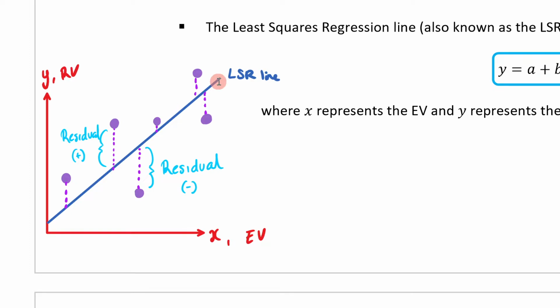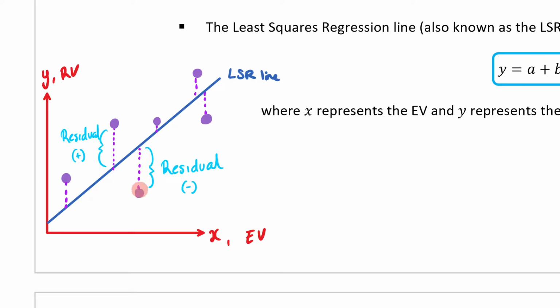Now, at the moment, if you were to add up all the residuals, because some are positive and some are negative, what's going to happen is the positives and negatives are going to cancel out. And that's a big issue. So how can we prevent the positives and negatives from canceling out with one another? Well, what we can do is square everything. So we can square all the residual values.